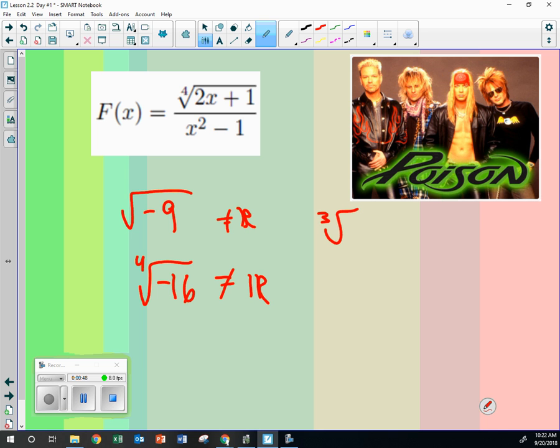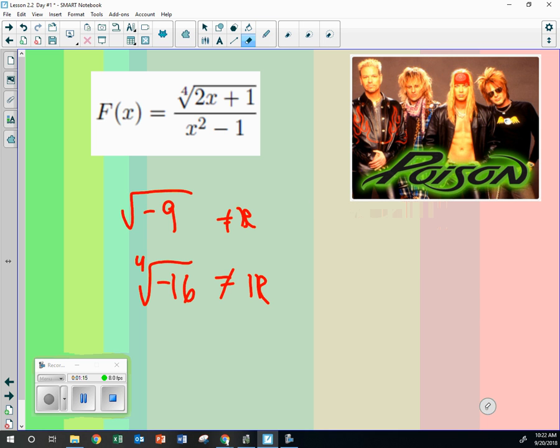Cube root of -8. That one works because you can say -2 times -2 times -2. Negative times a negative times a negative is a negative. 2, 2, 2 is 8. This is actually -2. But it's an odd power, and anything that's even isn't going to work.